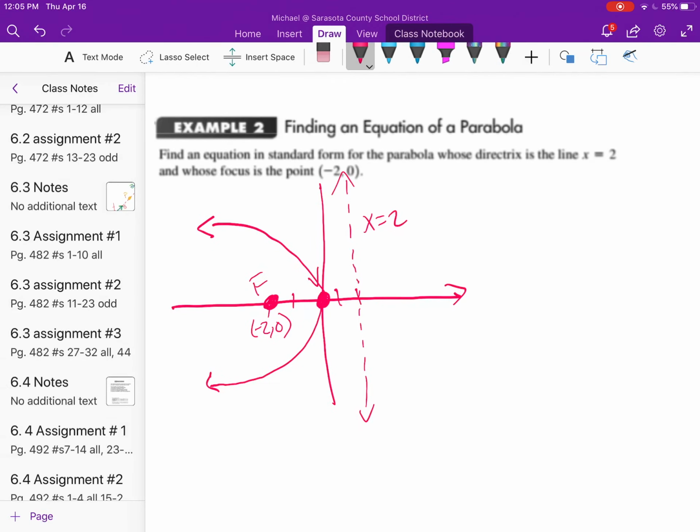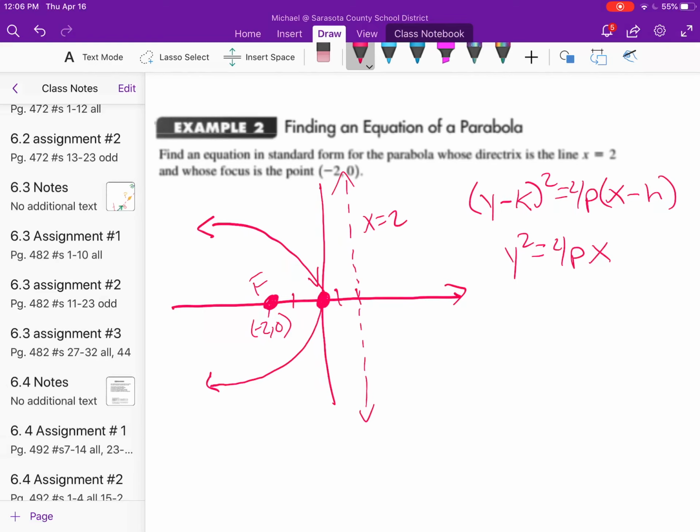So we have the fact that our y is going to be squared, and so we have y minus k squared equals 4p times x minus h, but I already have h and k to be 0 because our vertex is going to be at 0, 0, or at the origin. And so I really have y squared equals 4p times x.